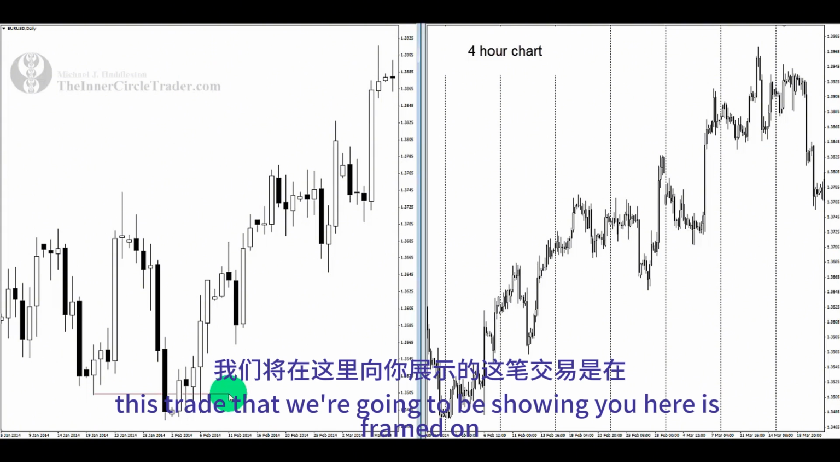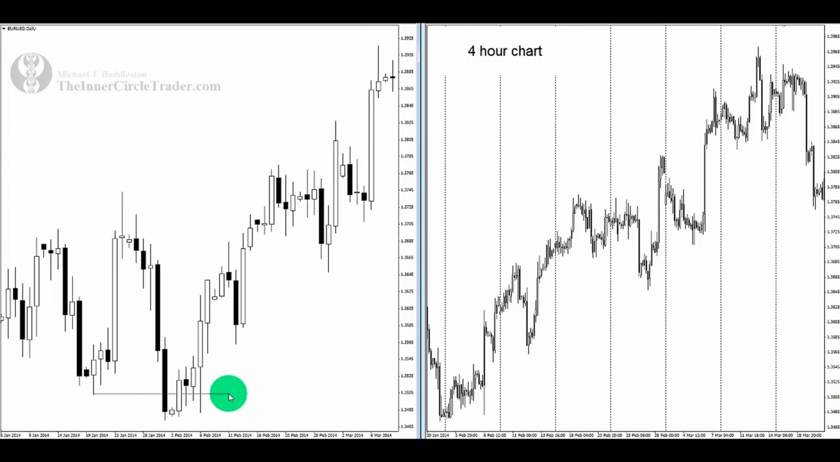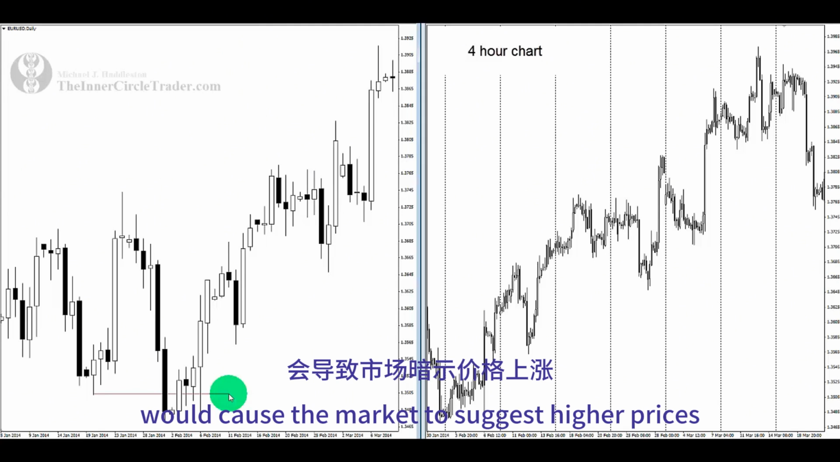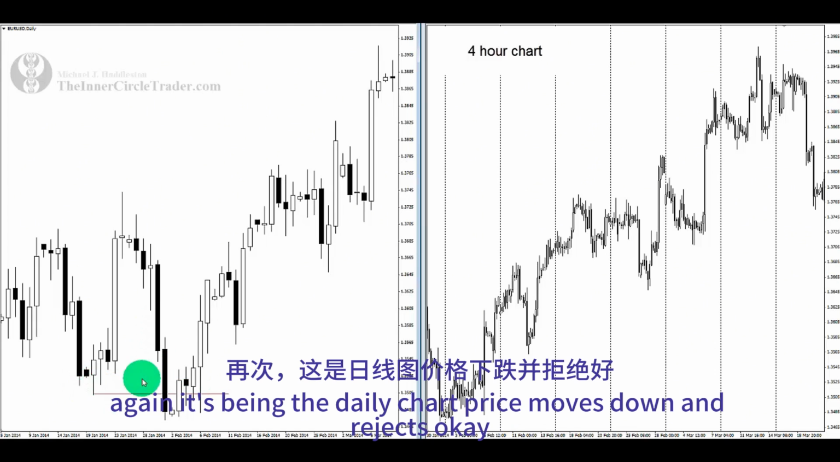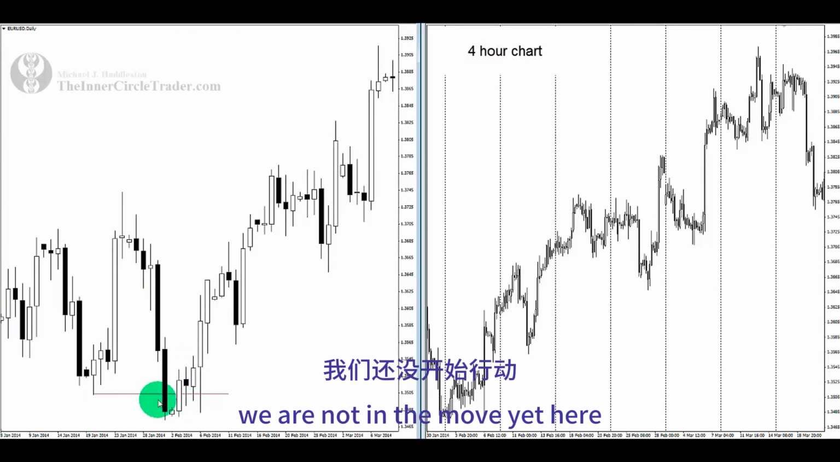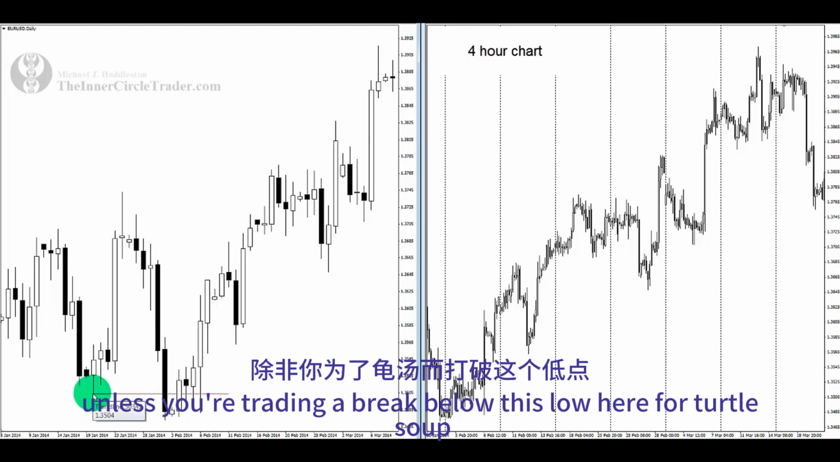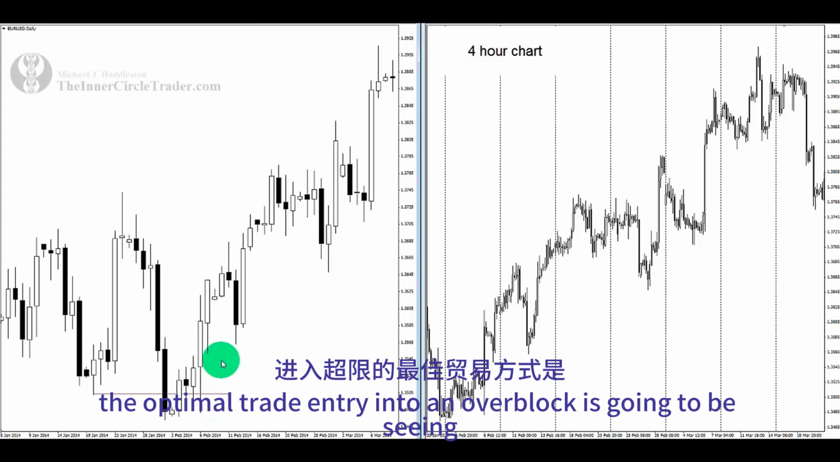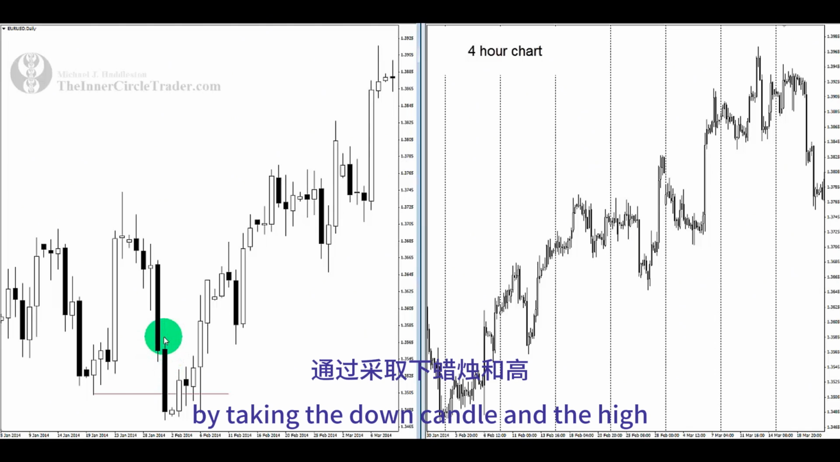This trade that we're going to be showing you here is framed on the basis of a turtle soup that was the origination of the move, which would cause the market to suggest higher prices. Again, this is the daily chart. Price moves down and rejects. We are not in the move yet here, unless you're trading a break below this low for a turtle soup. The optimal trade entry into an order block is seen by taking the down candle and the high.